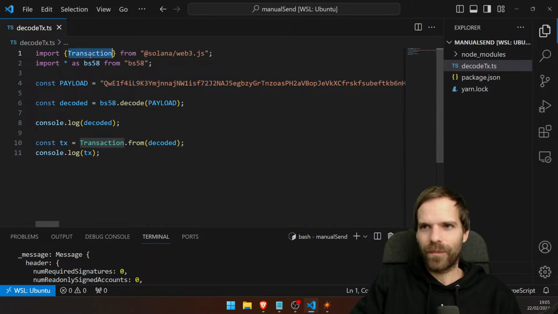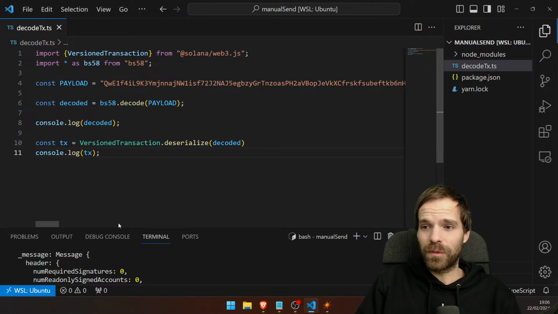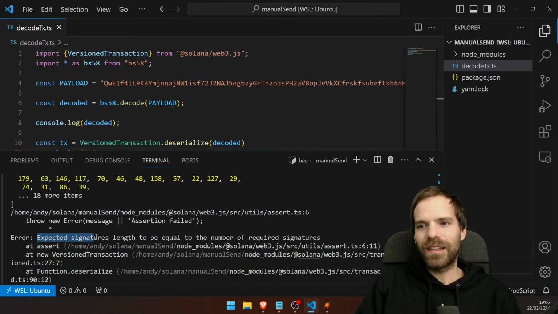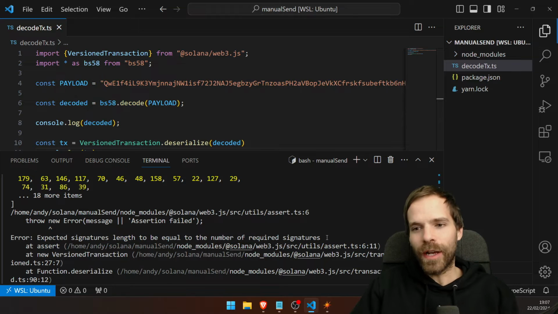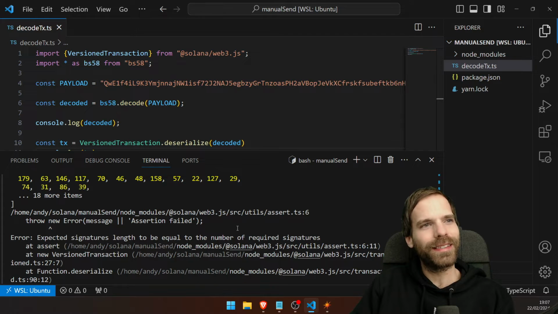I'm saying version transaction, but it's not a version transaction. I'm gonna see what this gives me anyway. Expected signatures length to be equal to the number of required signatures, right? Because it's just the message part. I just want to parse the message, not the entire transaction. How do I do that? There was some basics that I'm now missing. Where did I see that?